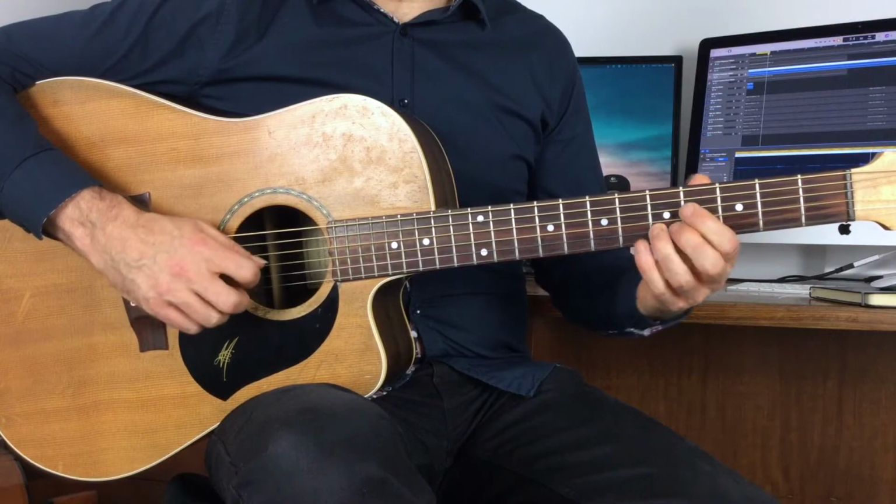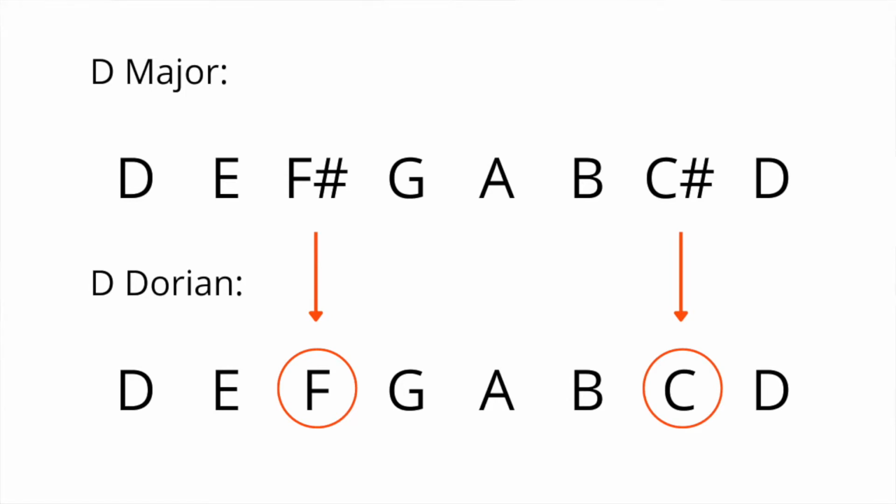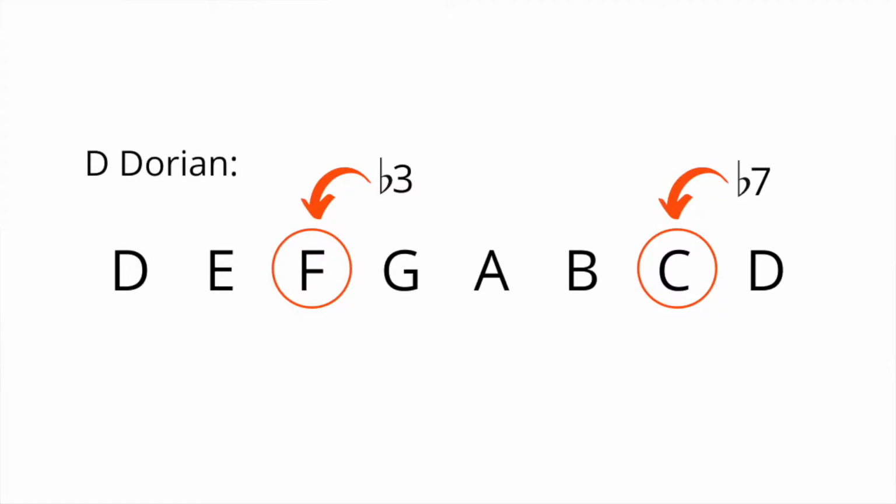One other way that you can think of the Dorian mode: D Dorian, D, E, F, G, A, B, C, D. If we compare that back to D major, what do you see? There's D, E, F, so there's a flat third. In D major it's F sharp. G, A, B, C, that's a flat 7. In D major it's C sharp, and then D. So Dorian can also be thought of as a major scale with a flat third and a flat 7th. Okay, that's another way to think of the Dorian mode.